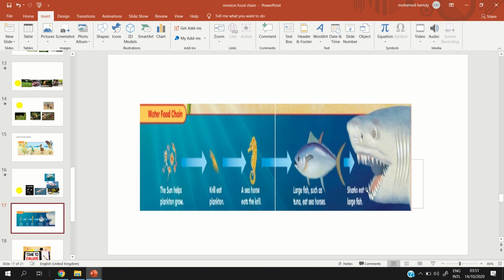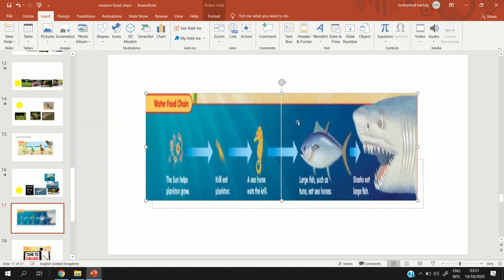Super great, too. The shark is a predator. And which one is the prey for the shark? The large fish, or the tuna, is the prey for the shark. And also the large fish, the tuna fish, is a predator. It is a predator for the seahorse, and the seahorse is prey for the large fish. And also the seahorse is a predator, but it is a predator for the krill, and the krill is prey for the seahorse. Okay, so this is about the water food chain and land food chain.